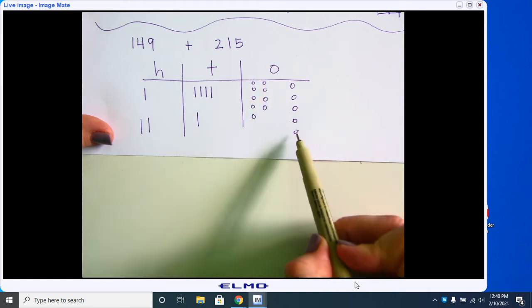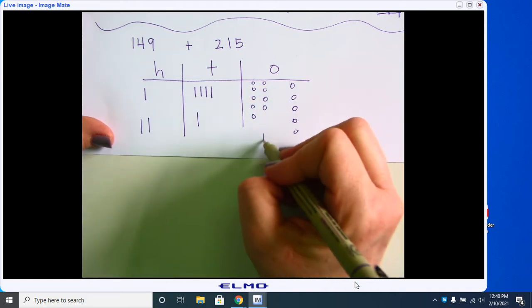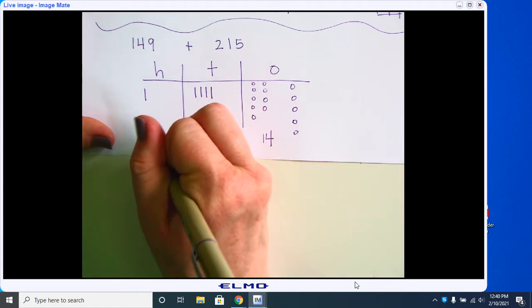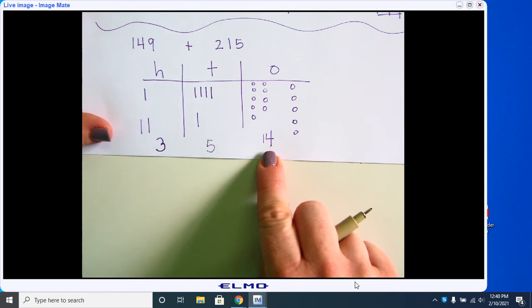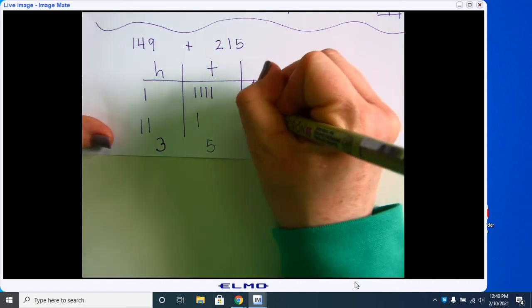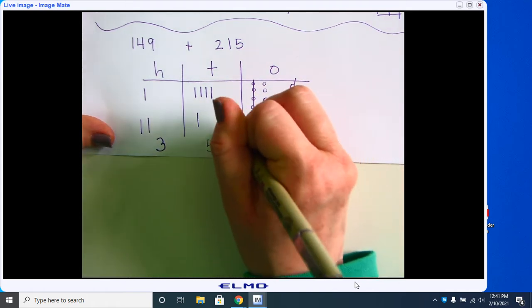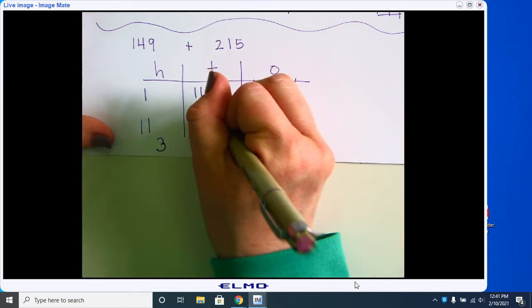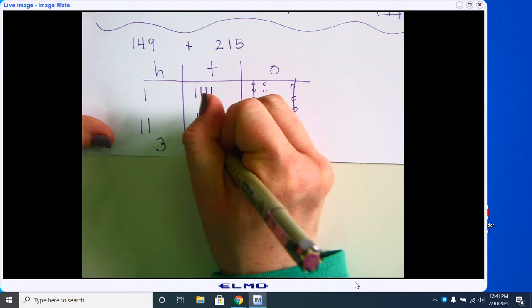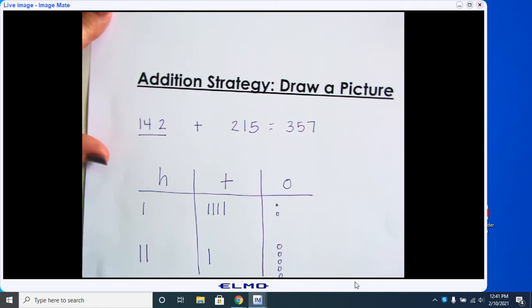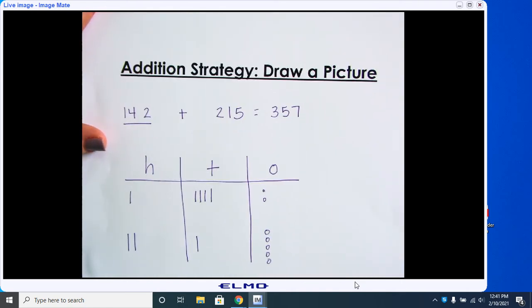9, 10, 11, 12, 13, 14 ones. All right, I have a problem. I've got 14 ones. Here's what you have to do. You have to mark out 10 of the ones and move it over. 10 ones equals 1 ten. Then you change that 5 to a 6. So the sum is 364. All right, this strategy is called draw a picture.